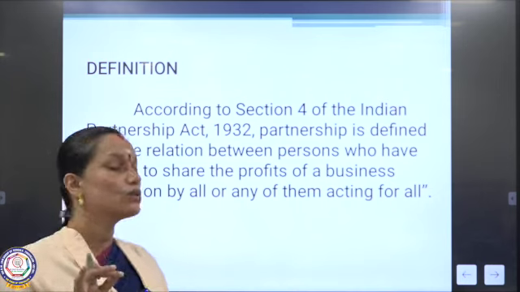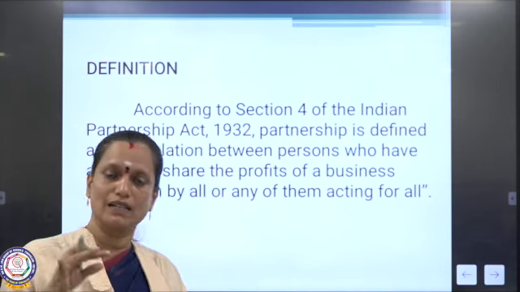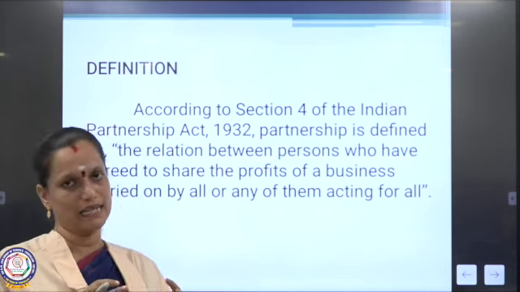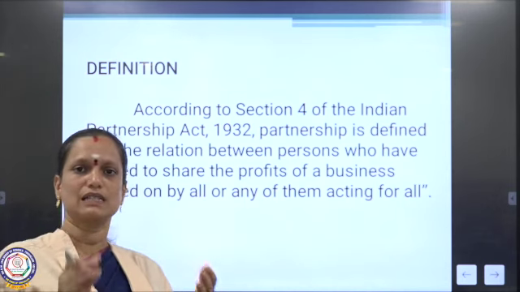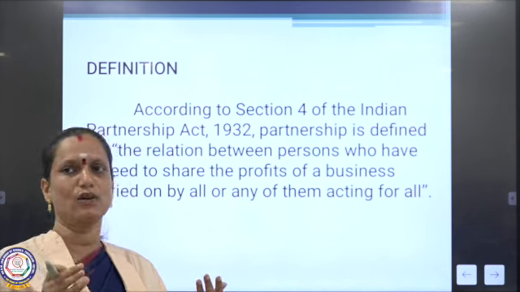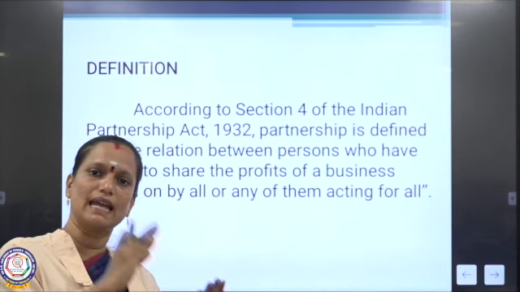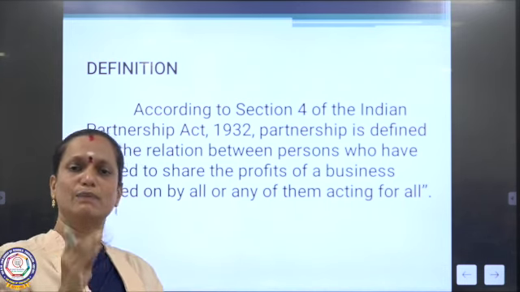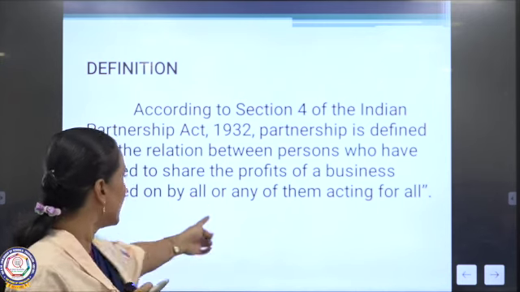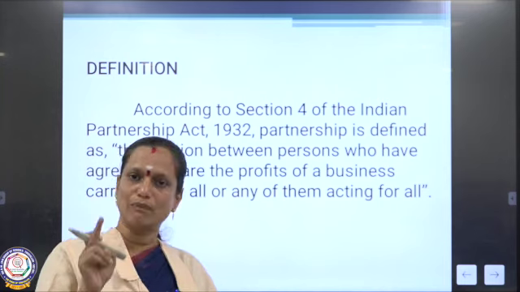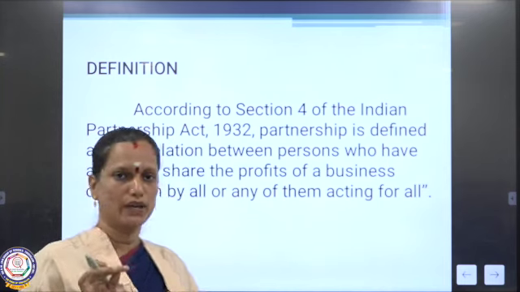So sometimes all the partners together will do the business, otherwise any one partner will take care of the business. Sometimes A, B, C are there, and A and C are sleeping partners, in the sense that B will take care of all the business activities. So any one person will act for all, okay, do you understand?